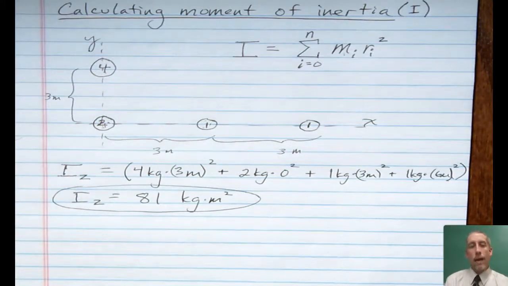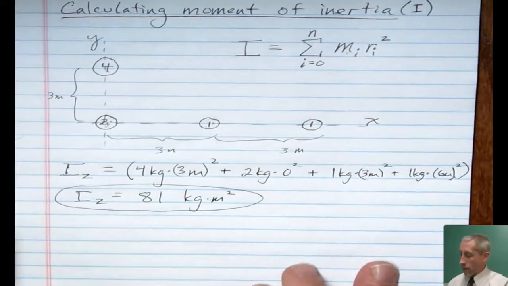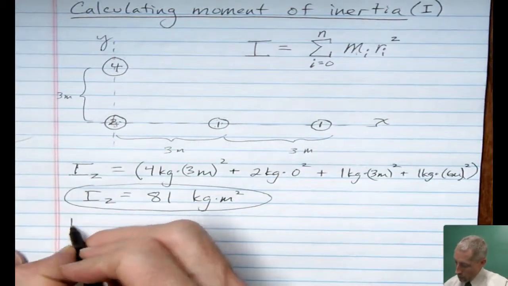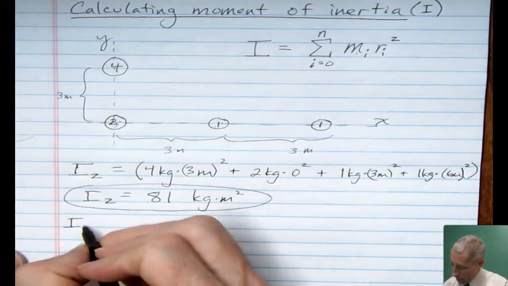They're a little unusual. 81 kilograms meters squared. There's no short notation for that, unfortunately. You just have to say kilograms meters squared. So again, we don't give a direction because it's not a vector. So what happens if we are trying to rotate this around the x-axis?